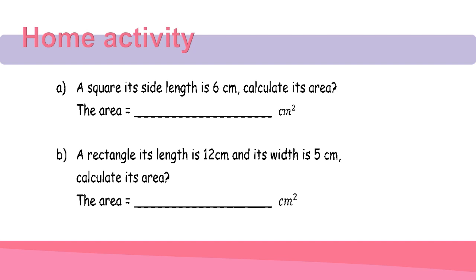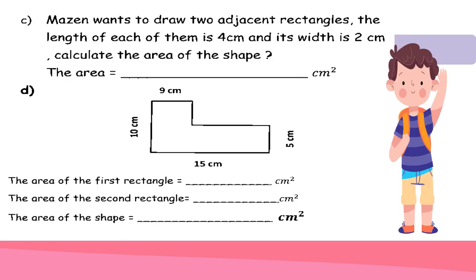Okay, here is your home activity. Answer the question, get the area of the square whose side length is 6 and the rectangle whose length is 12 and width 5. Then answer and calculate the area of this complex shape.